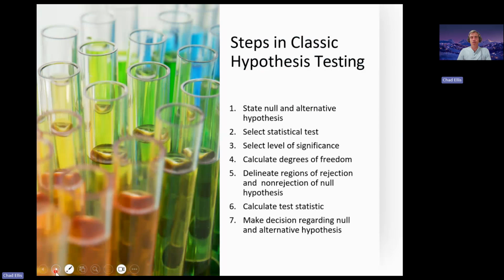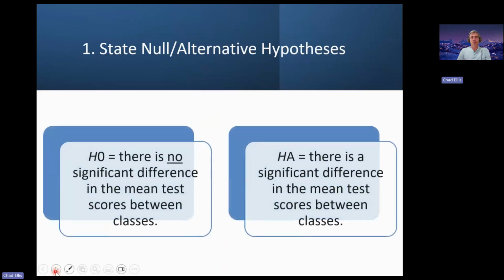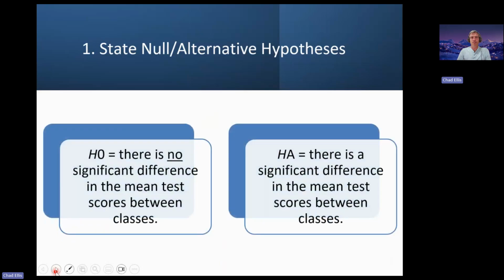So again, we're going to be following our basic steps in hypothesis testing. The first thing we're going to do is formulate our null and alternative hypotheses. Our null is that there's no significant difference in the mean test scores between the classes. The differences are just due to random sampling error. And our alternative hypothesis is that, yes, there is a significant difference in the mean test scores at this significance level.